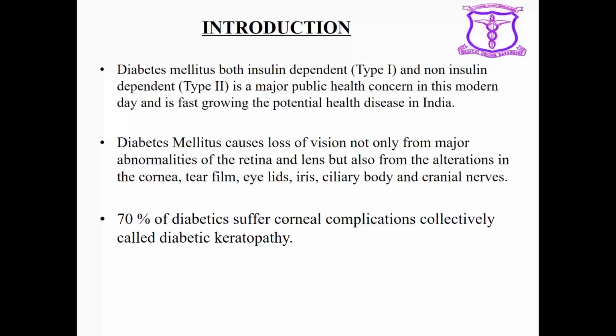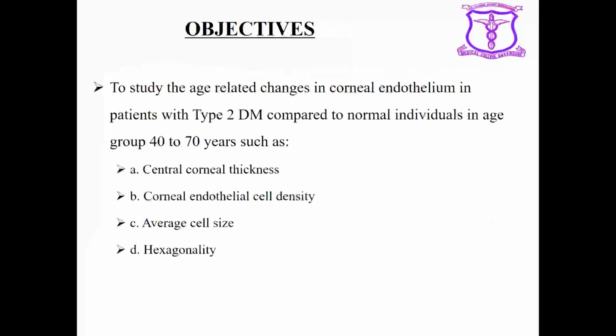Diabetes mellitus causes loss of vision not only from major abnormalities of the retina and lens, but also from alterations in the cornea, tear film, eyelids, iris, ciliary body, and retinal nerves. 70% of diabetics suffer corneal complications. My objectives of the study are to study the age-related changes in corneal endothelium in patients with type 2 diabetes mellitus compared to normal individuals in the age group of 40 to 78, such as central corneal thickness, corneal endothelial cell density, average cell size, and examination.